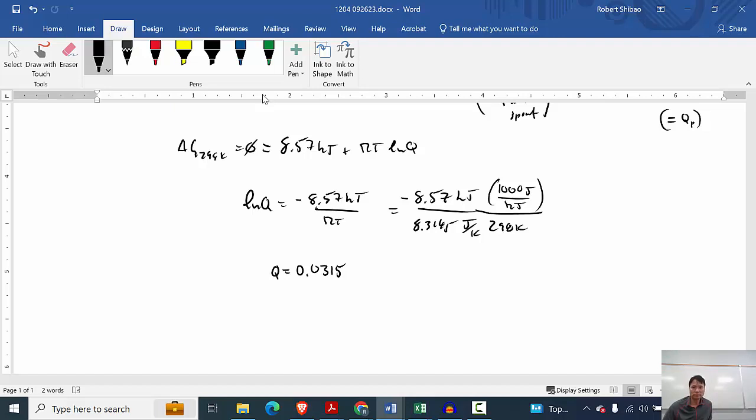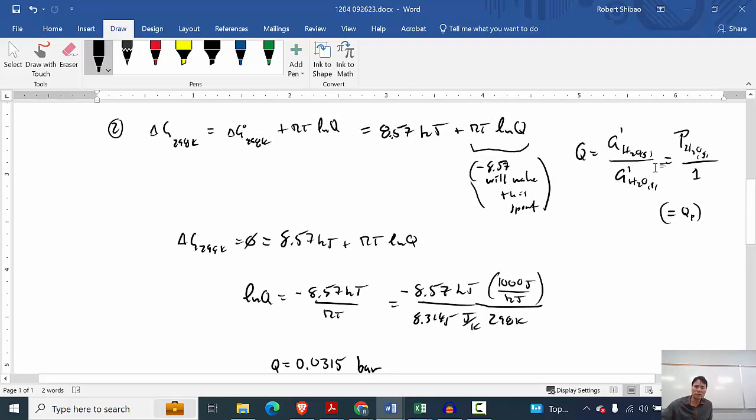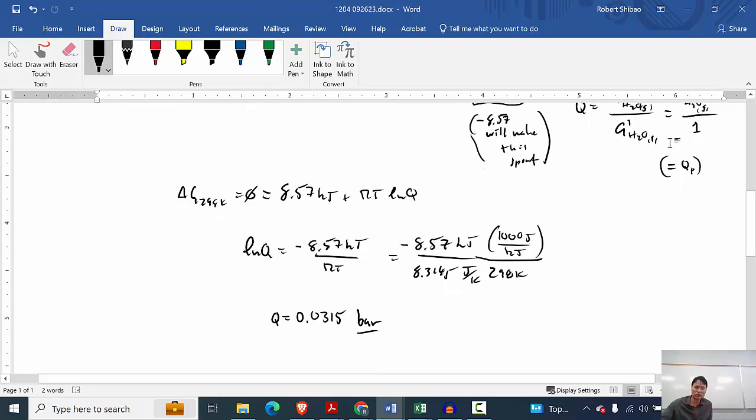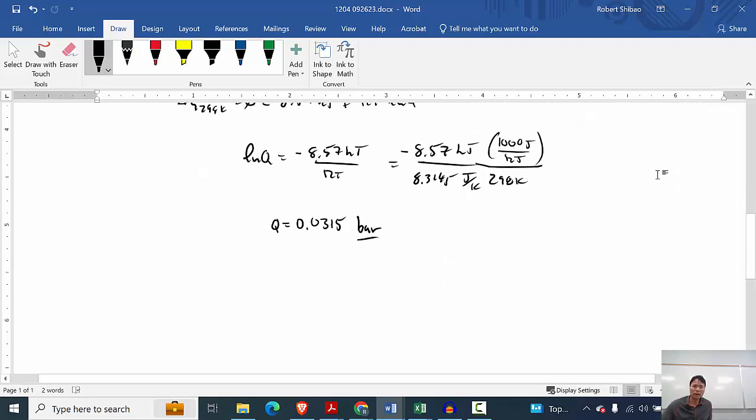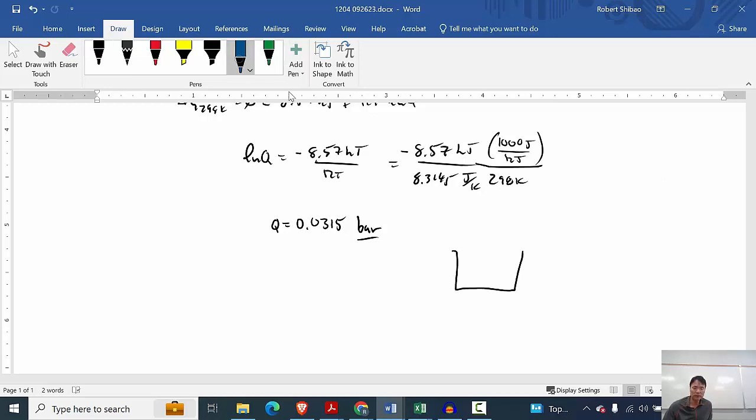Now I have three sig figs here. This is the ln of Q, so this would be okay here. The units will be bar. Now, Q and K are dimensionless, but when we look at the Q here, it's just equal to the pressure of the water. Boiling occurs when the atmospheric pressure is equal to the vapor pressure. So I need the pressure here at 0.0315 bar, and we need an atmospheric pressure equal to 0.0315 bar, and then it'll start to boil.